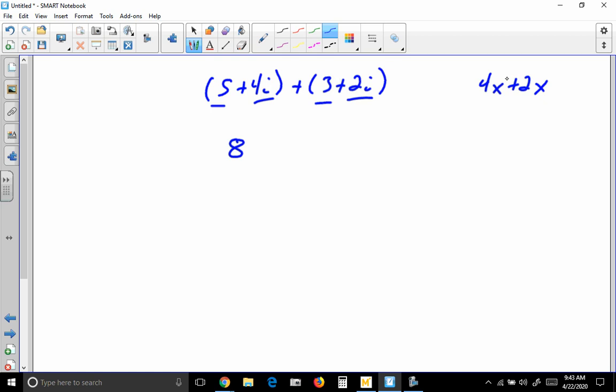Our letter is to the first power, so to see how many of those we have, we combine the coefficients, but we don't change any exponents because we're not multiplying. Remember, exponents are for multiplication. So we're adding 4i and 2i. If we want to know how many i's we have, 4 plus 2 is 6 of those. And that's all we have to do.